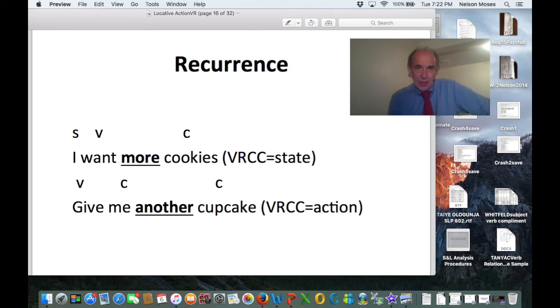"more" signifies recurrence. "Another" also signifies recurrence, and it works the same exact way. In that case, there's no subject in the second sentence, not a phonologically realized subject. We do recognize that the subject is "you," because it's a command. But the verb relation content category goes with "give cupcake," and that is action. We have another recurrence, and by the way, can anybody tell me what the word "me" represents as a content category? That's correct.